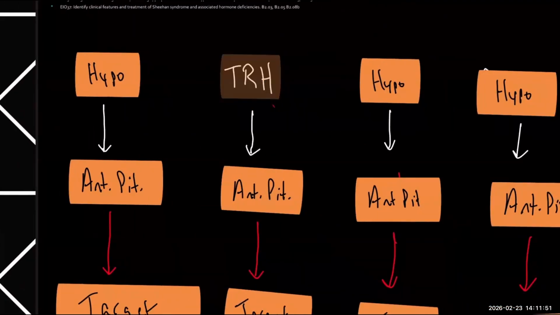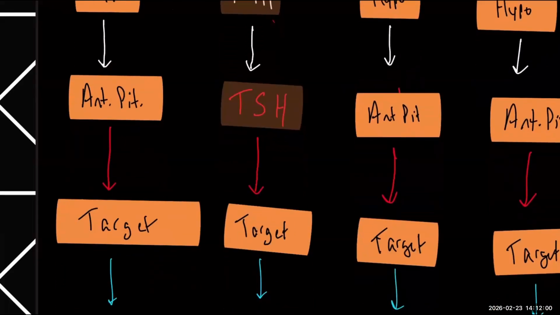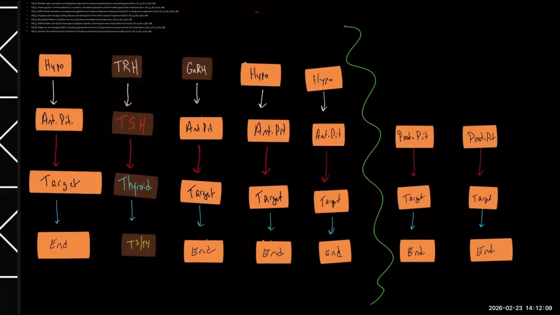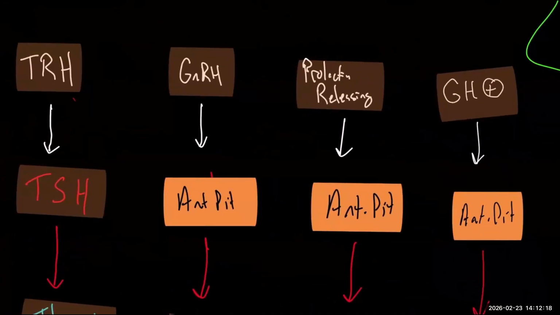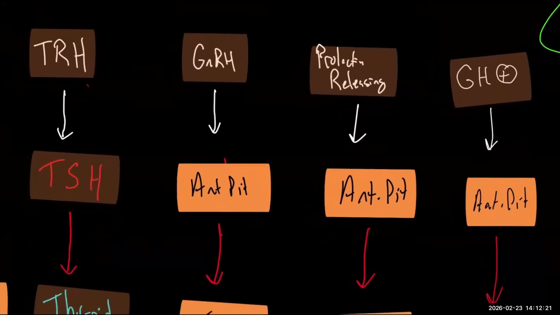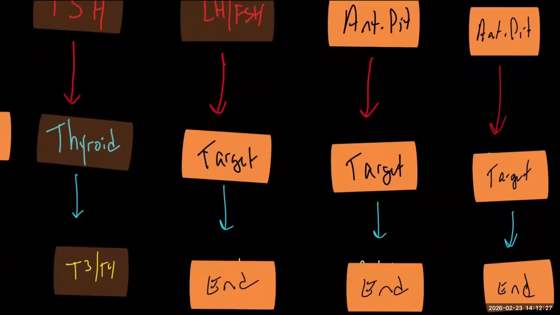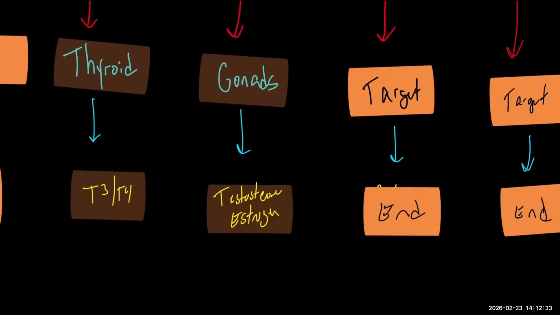Next one, TRH, thyrotropin releasing hormone. That's going to go to the anterior pituitary to release TSH, and so on and so forth. Your thyroid eventually will release T3, T4. So this will always be there. We have all of our anterior hormones. And then on the right side, we have our posterior ones. So GnRH, gonadotropin releasing hormone, goes to the anterior pituitary to release your LH and FSH, which then are going to go to your gonads to release your testosterone and estrogen.